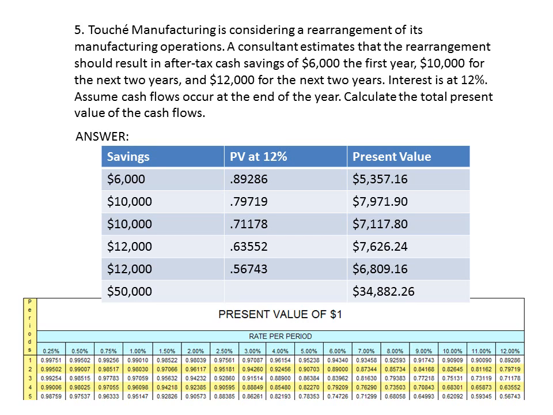$34,882.26. So what this basically means is if we were to save that amount for those given amounts, so 6,000, 10,000, 10,000, 12,000, for the next 5 years, today, that is what their worth would be. $34,882.26.